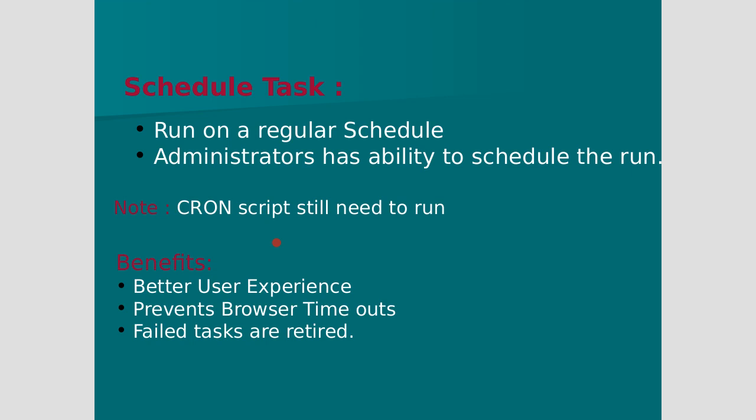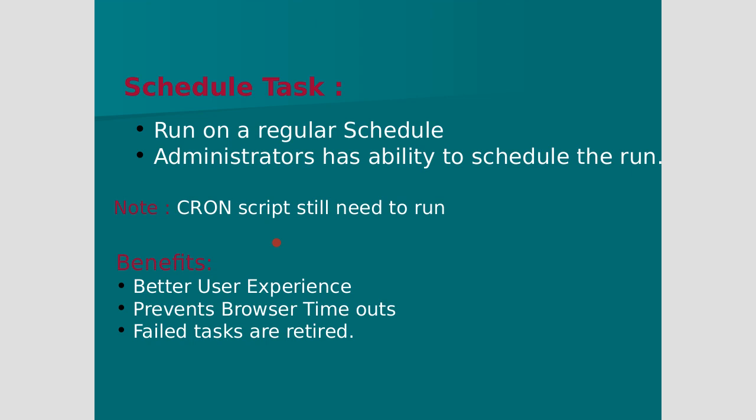First one is better user experience. It gives feedback immediately. Users will know the last run time, the next scheduled run for the task, the task's total runtime, and also the failures. The second one is preventing browser timeouts, especially with the standard cron. When the unit of work is performed on a larger database, the chance of browser timeouts is higher. So this is prevented in the scheduled task.